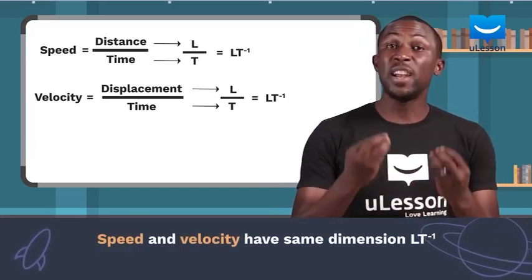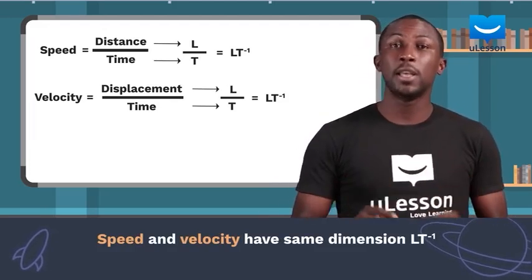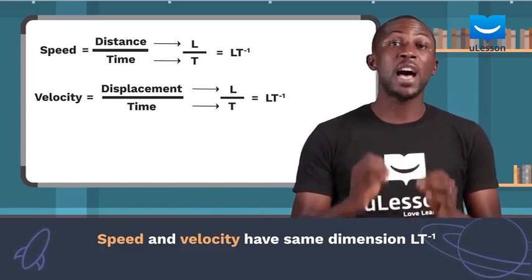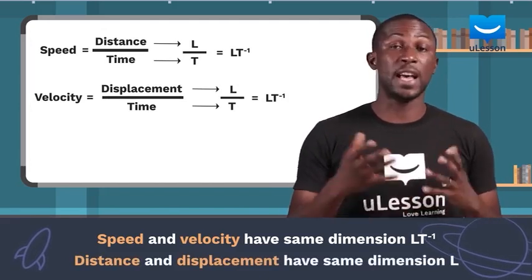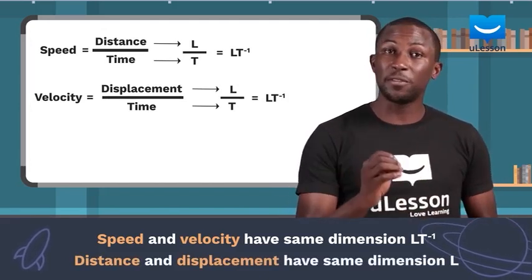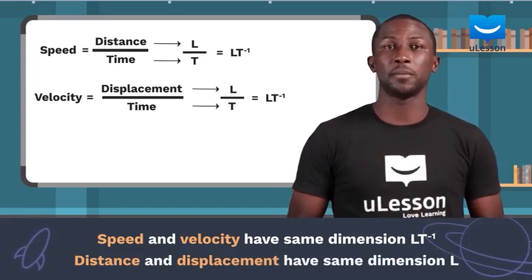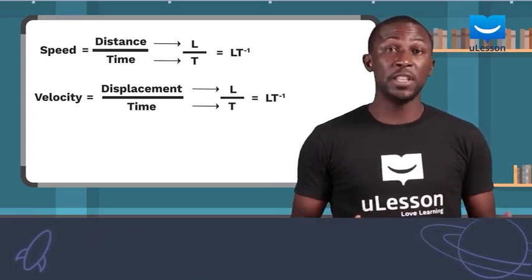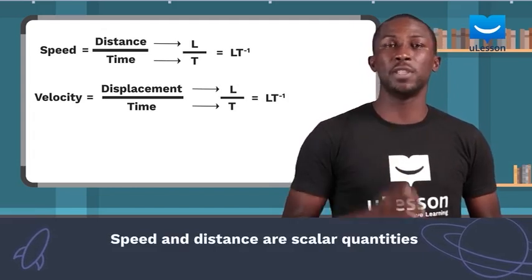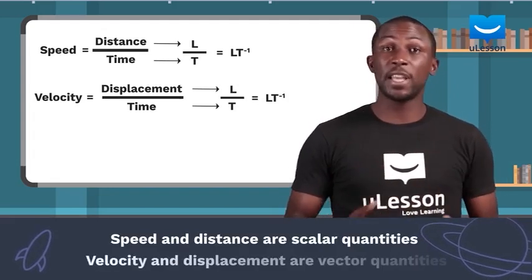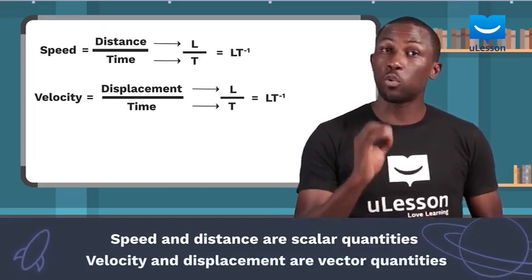In fact, they are very similar quantities. The only difference is that to specify velocity of an object, the direction in which it is moving also has to be additionally specified. In a similar way, distance and displacement are similar quantities, except that to specify the displacement of an object, the direction also has to be additionally specified. Quantities like speed and distance, which do not require direction to be additionally specified, are called scalar quantities, while quantities like velocity and displacement, which require direction to be additionally specified, are called vector quantities.